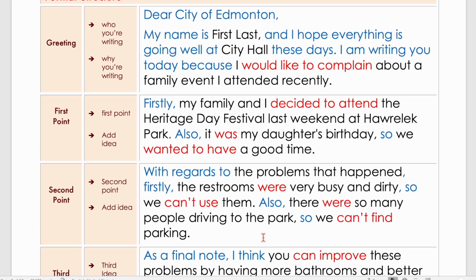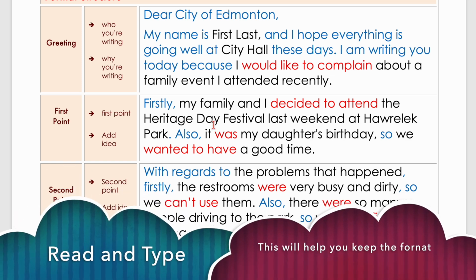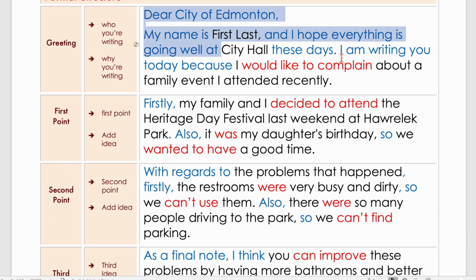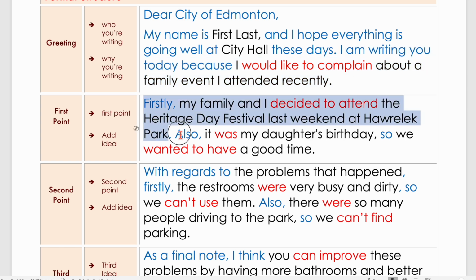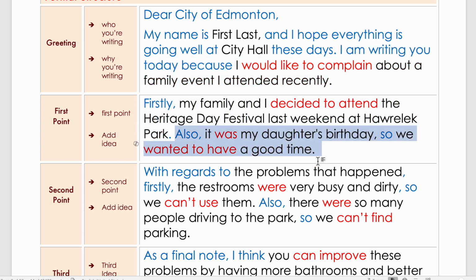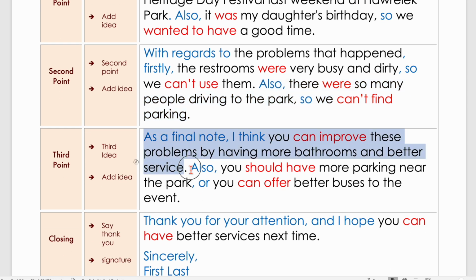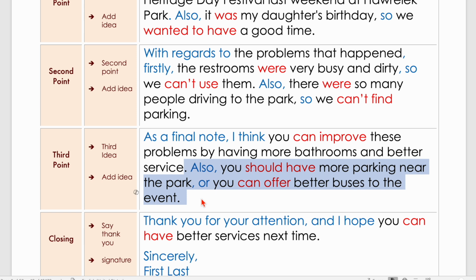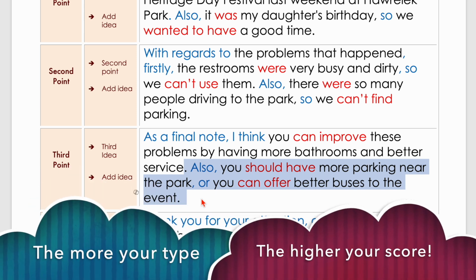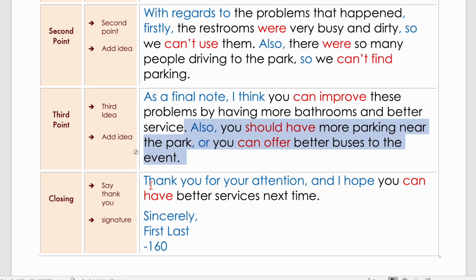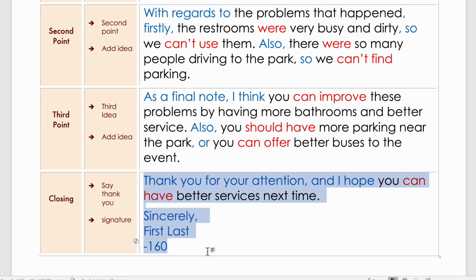The second thing that we can do is read and type. Read and type each part, okay? That would really be good to get yourself to read and type. Also, it was my daughter's birthday, so we wanted to have a good time. And then you type it out. Very great way to improve. Okay, so I would type it out 2, 3, 4 times, everyone. And I would say, if you want to get 6, type it 6 times. If you want to get 5, type it 5 times. Okay? Very great way for you to practice.